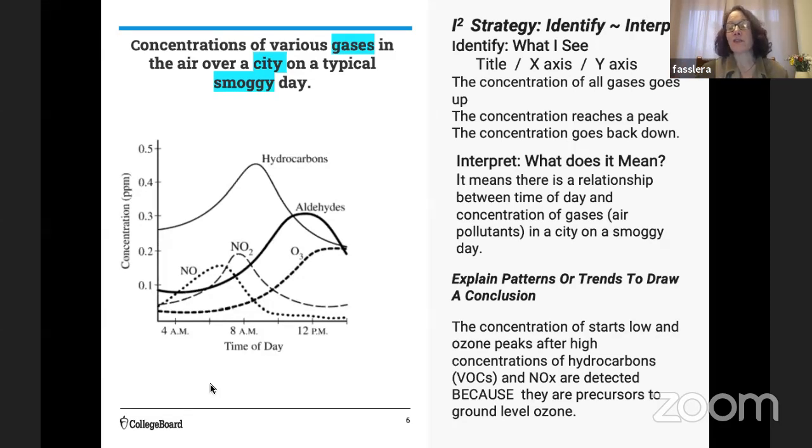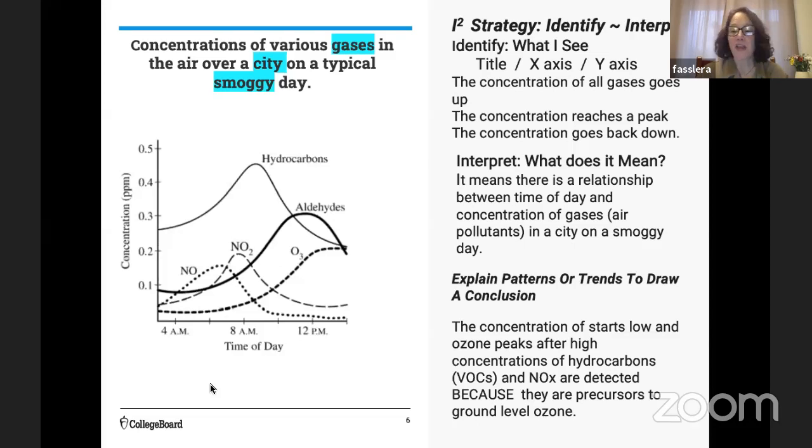And my y-axis, my dependent variable, is concentration in parts per million. So what do I see? Well, I can see that the concentration of all the gases tends to start off low. They all start at the same point, and they all start to increase over time. I also see that they all tend to reach a peak, and then that concentration tends to come back down again.